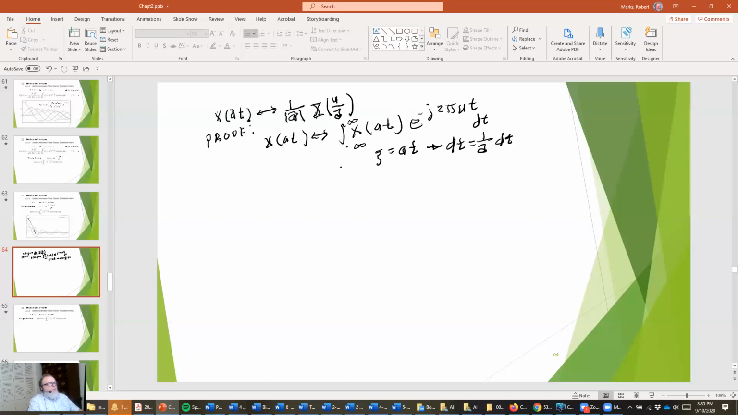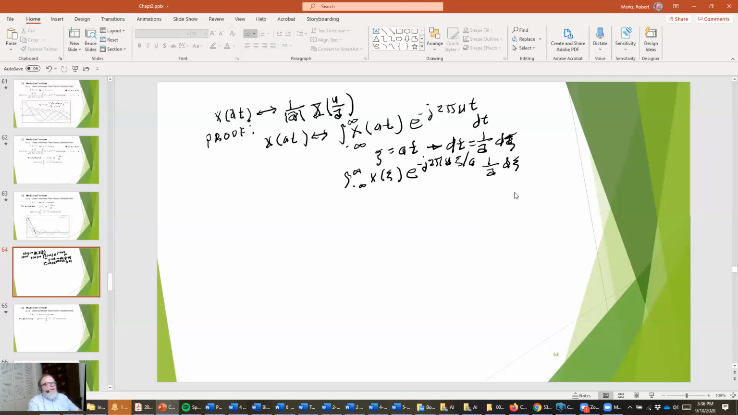And so if we make this variable substitution, we get the integral from minus infinity to infinity of x of c, e to the minus j 2 pi u, and then instead of t, c over a, times dt, which is 1 over a times dc. This, though, is not correct.